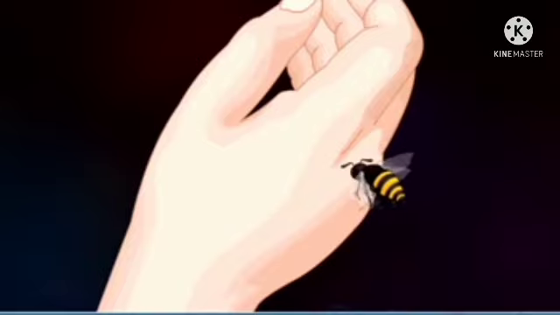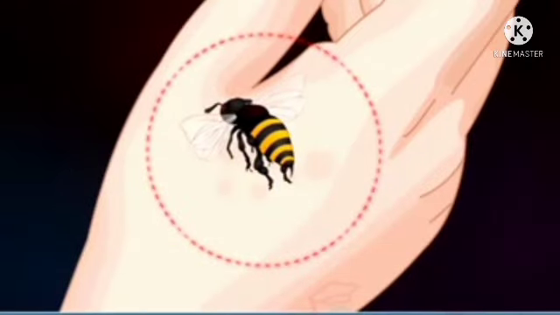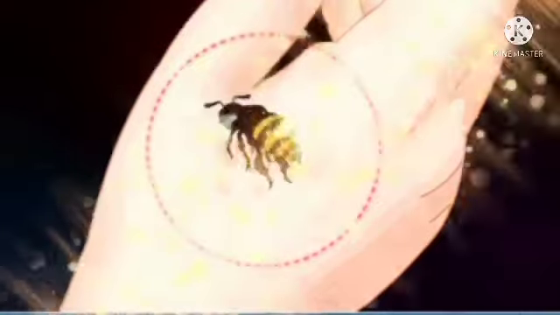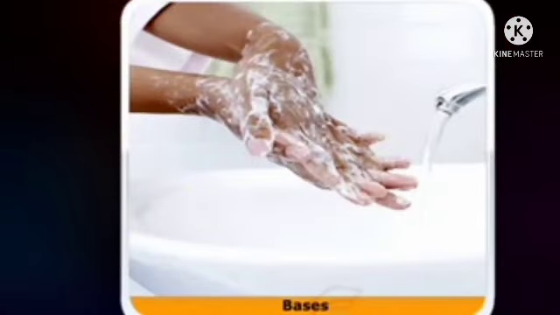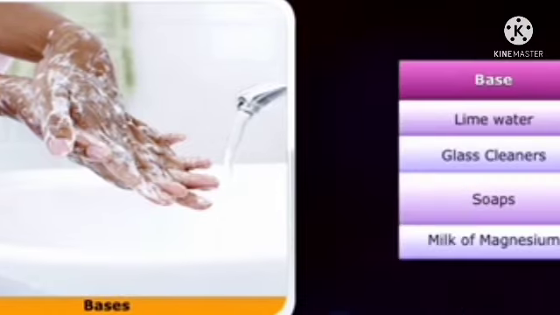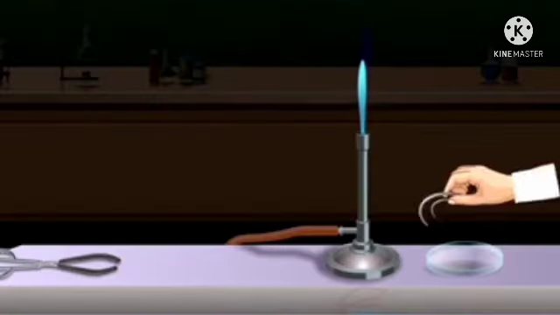Acid or acidic nature. The substances which give a burning sensation when touched with bare skin are acidic in nature. For example, when a honeybee stings a person, it injects an acid into the person's skin, which causes pain and irritation. Basic nature. The substances which are soapy to touch and bitter in taste. This is the basic nature.